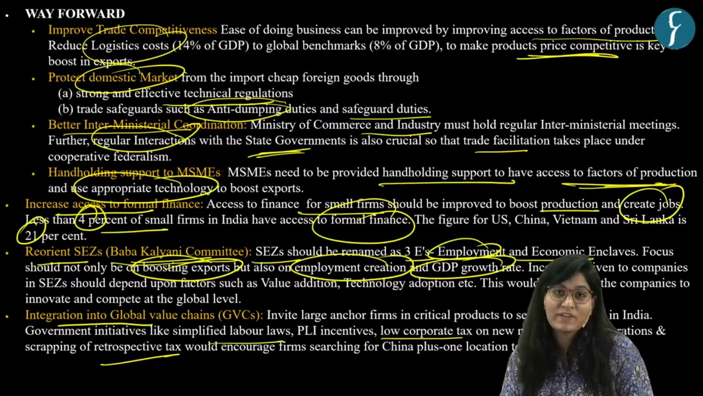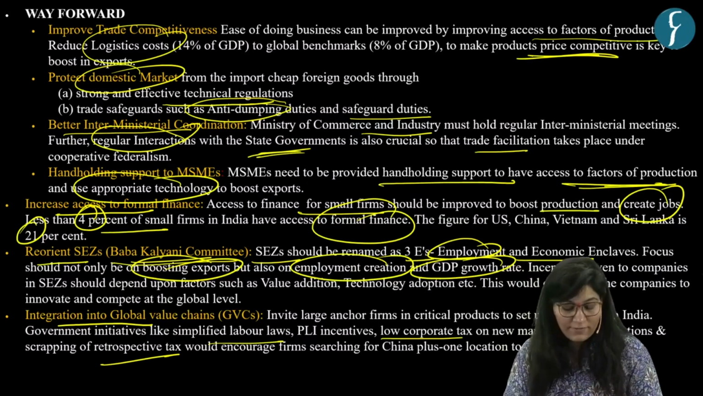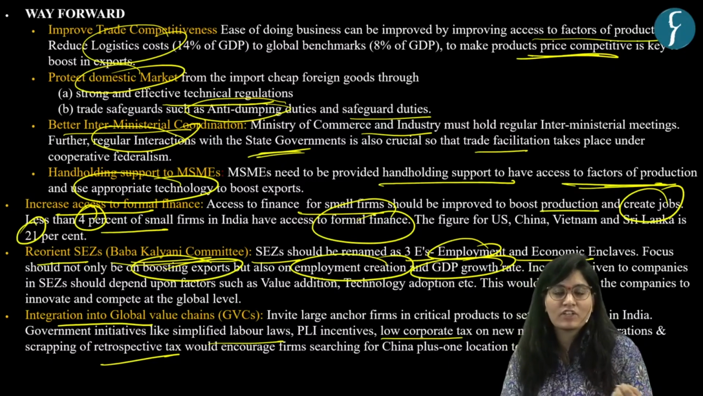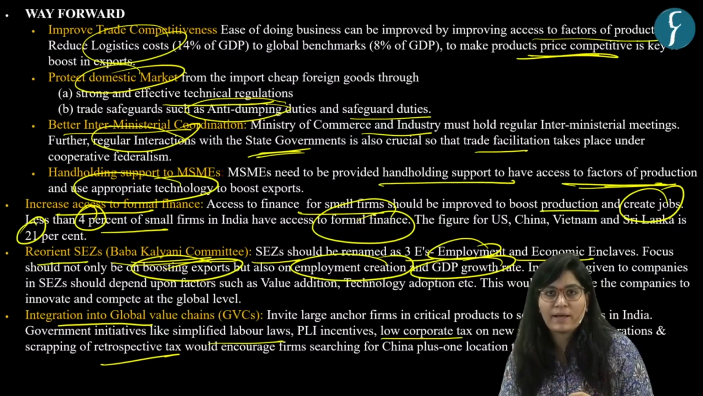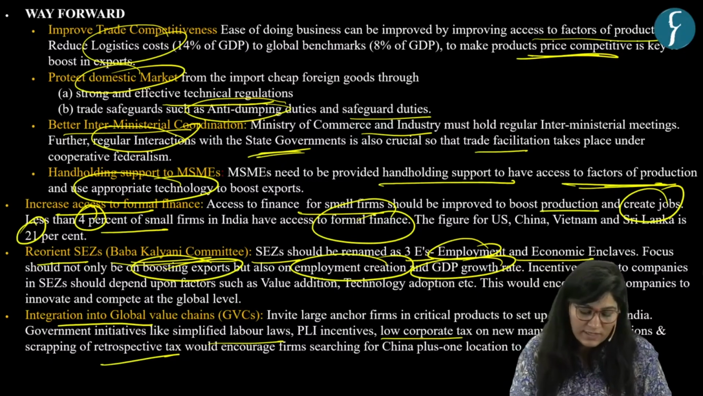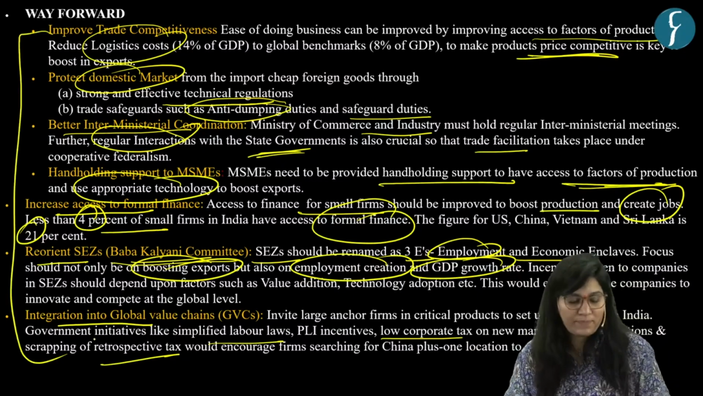So for that, we need to integrate India with global value chain by solving our complex labor laws, by scrapping retrospective taxes, by lowering down our corporate taxes. Okay, so these are the important way forwards.